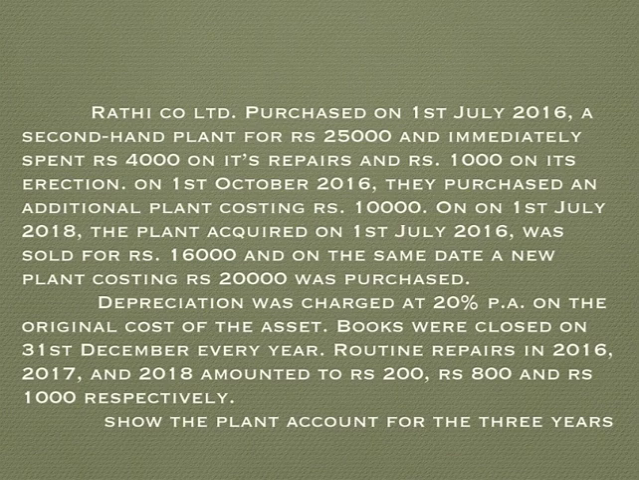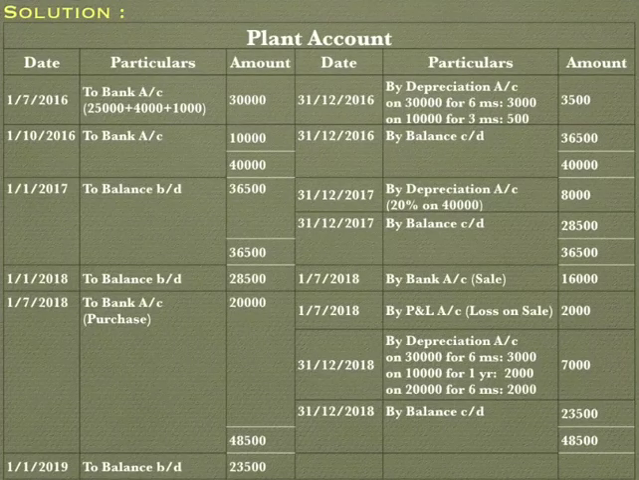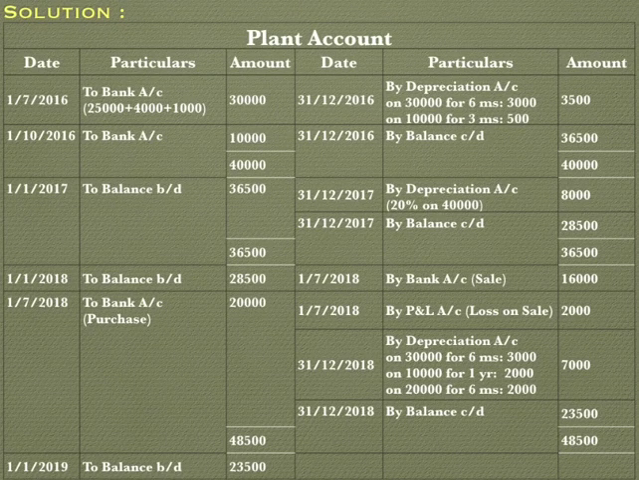They have told us that on 1st July 2018, the plant acquired on 1st July 2016 was sold for rupees 16,000, and on the same date a new plant costing rupees 20,000 was purchased. Now we have to put these heads into our solution. On 1st July 2018 we sell our plant which was purchased on 1st July 2016. This plant was sold for rupees 16,000, so we will write this entry first.